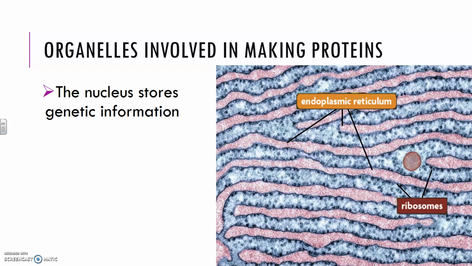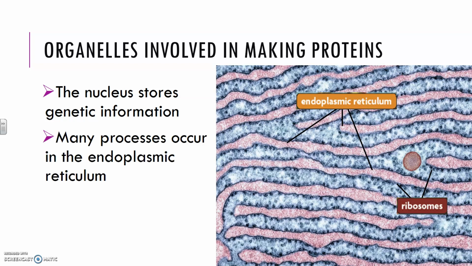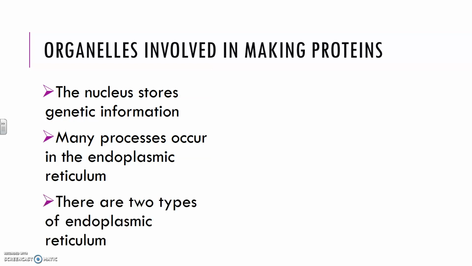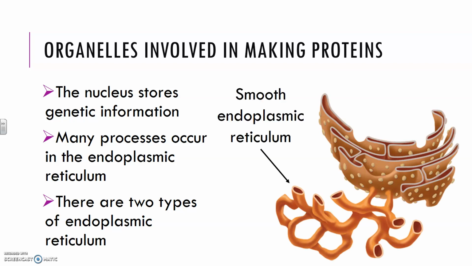So the nucleus stores the genetic information, and then that genetic information can be copied and taken out into the cell. Generally, it will go to the ribosomes or the endoplasmic reticulum. I know that's a weird word, endoplasmic reticulum, often shortened as ER. Now there are two different types of endoplasmic reticulum. You have the smooth endoplasmic reticulum, which obviously has smooth sides to it, and then you also have the rough endoplasmic reticulum, which is studded with these little dots. Now these little dots are called ribosomes.